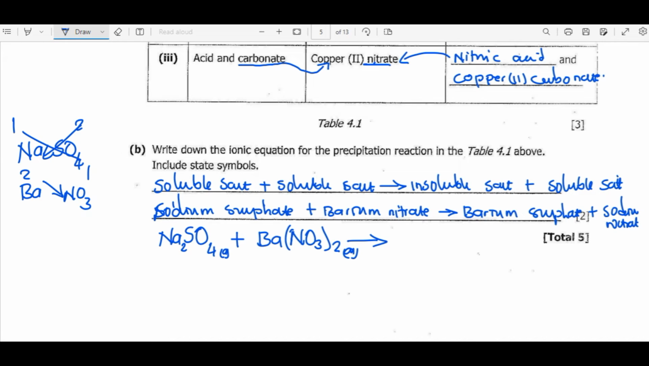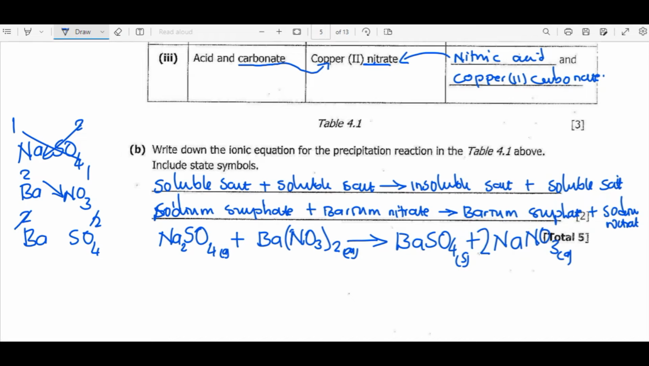Then for barium sulfate, barium has a valence of 2. Sulfate has a valence of 2. So whenever the valences are equal, you need to cancel them, giving you BaSO4. This one is solid, plus sodium with valence 1 and nitrate NO3 in aqueous. Then we just have to balance our equation. So we just put 2 in front of sodium nitrate so that we have 2 atoms of sodium. And so our equation is balanced.